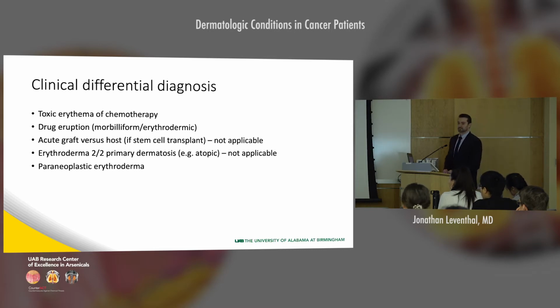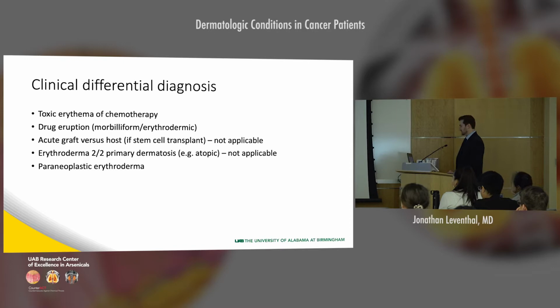You always want to consider a drug eruption that can cause erythroderma in the inpatient unit. If the patient had a stem cell transplant, acute graft versus host disease would be considered, but that wasn't the case here. Anytime someone has erythroderma, you always want to consider a primary dermatosis that can then become erythrodermic. He did not have a history of such, didn't look like pityriasis rubra pilaris, and paraneoplastic erythroderma is really a diagnosis of exclusion.